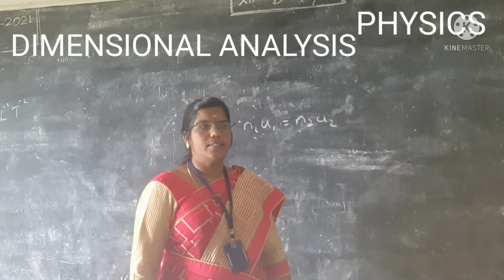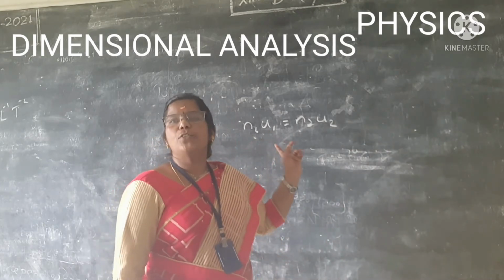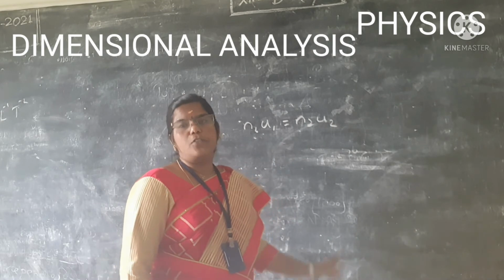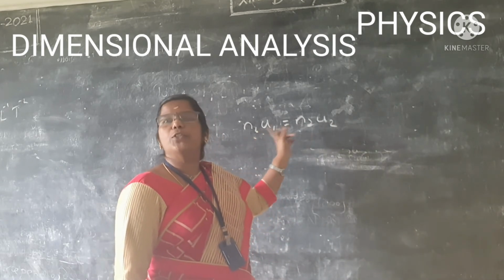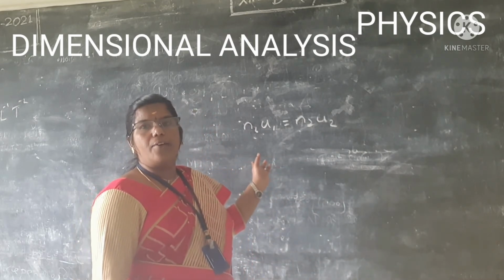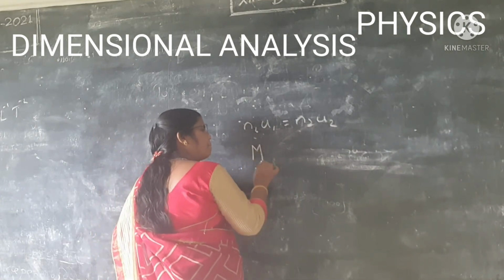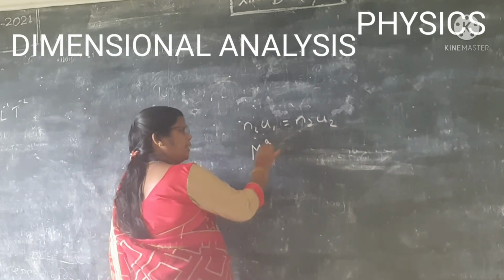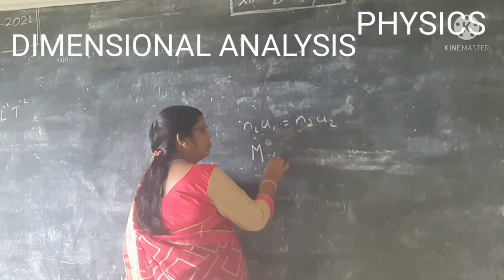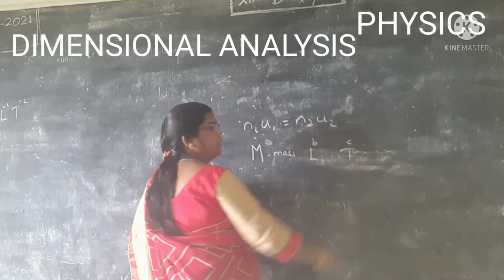Now, the first application is to convert one system of unit into another. For that, we make use of the fact that the product of number and unit is a constant. So, n1 into u1 should be equal to n2 into u2. And here we can have a system which has a dimension in mass, b dimension in length and c dimension in time.